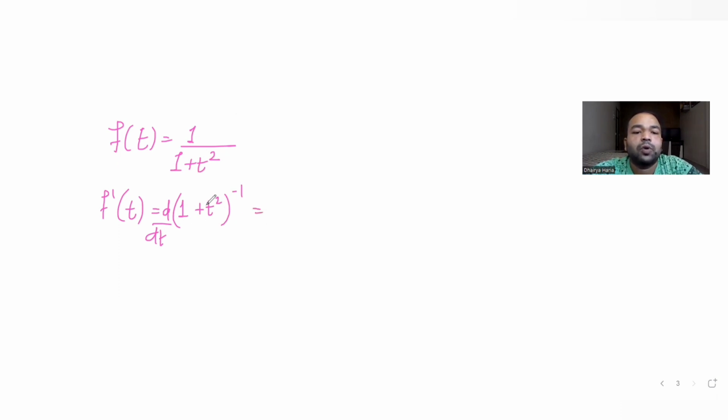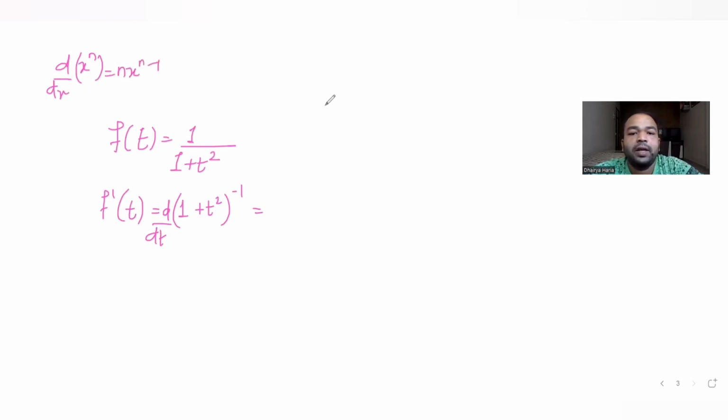So if I put f of t as 1 upon 1 plus t square, and take the derivative of that, f dash of t, it would become the derivative of 1 plus t square the whole raised to minus 1. So x raised to n's derivative is n into x raised to n minus 1.